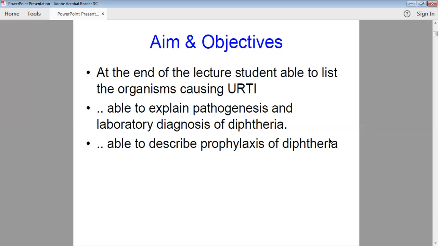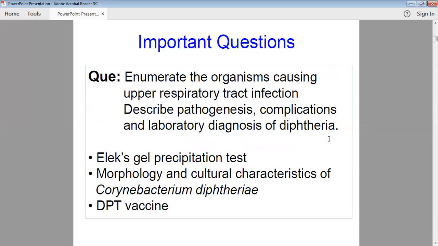Then at the end of the lecture, students should be able to explain pathogenesis and laboratory diagnosis of diphtheria and prophylaxis of diphtheria. Important questions may be asked on this topic. LAQ may be direct on diphtheria: enumerate the organisms causing upper respiratory infection, describe pathogenesis, complications, and laboratory diagnosis of diphtheria. It's a straightforward question. But nowadays, in the CBME pattern, they may ask a clinical case and then put the question, which I will discuss later. Short notes or SAQ may be asked: Elek's precipitation test, morphology and cultural characteristics of Corynebacterium diphtheriae, DPT vaccine.